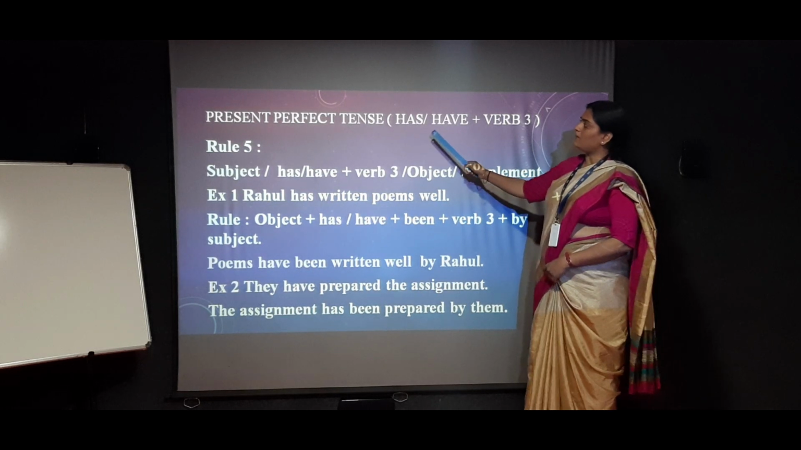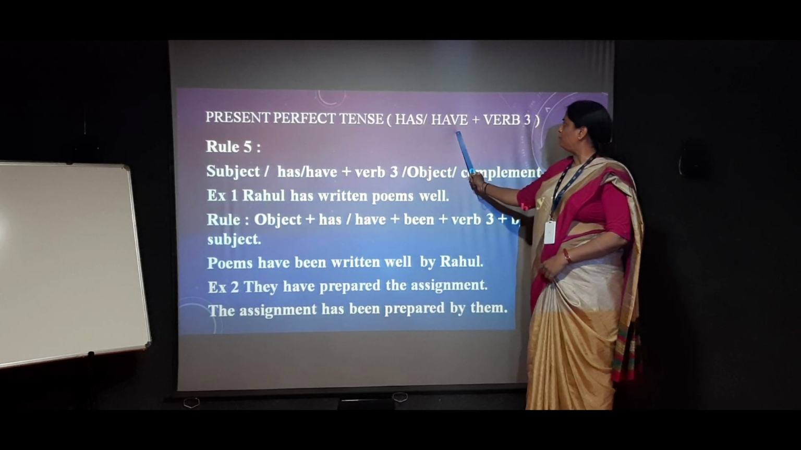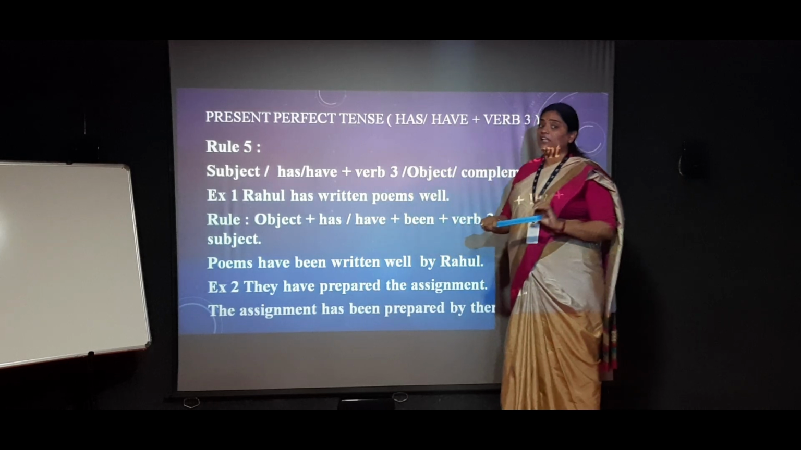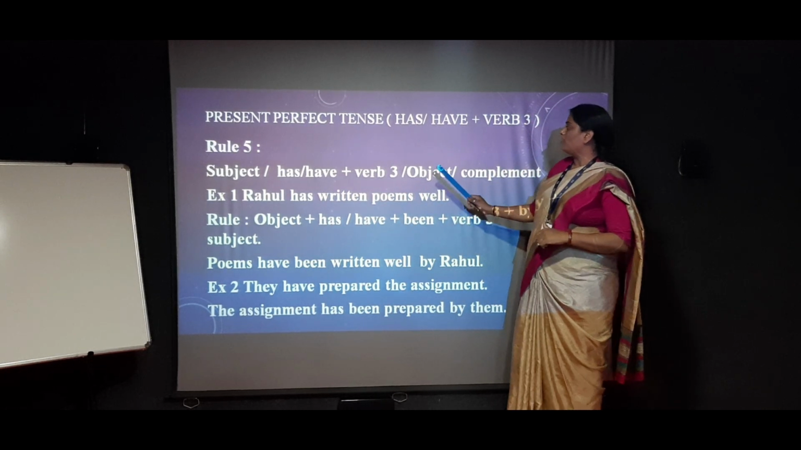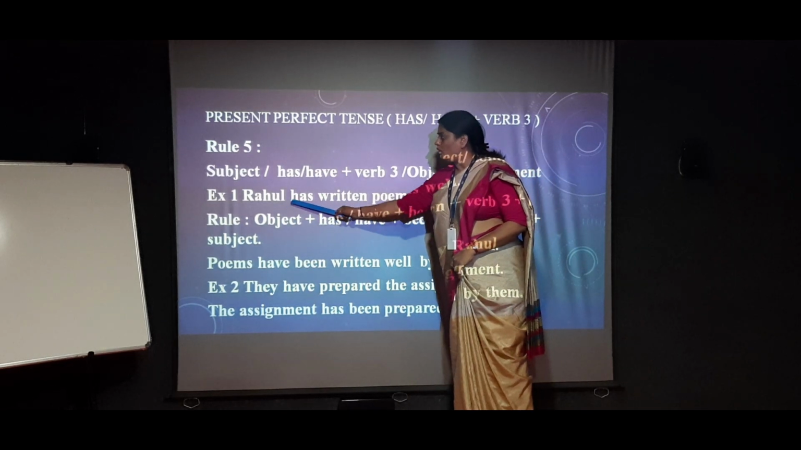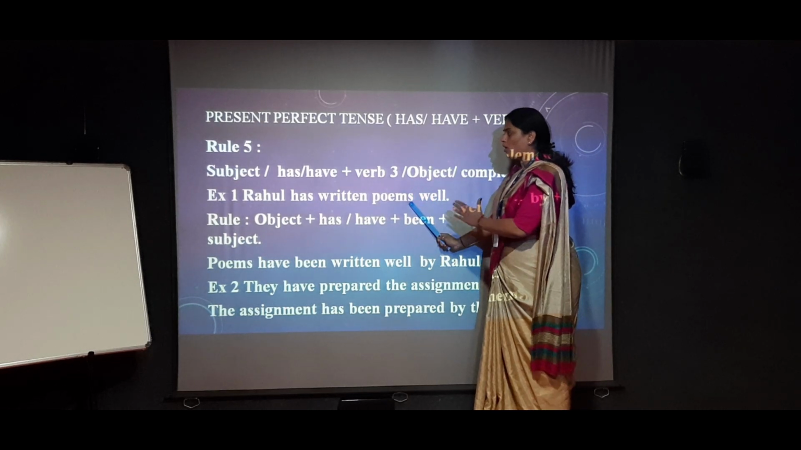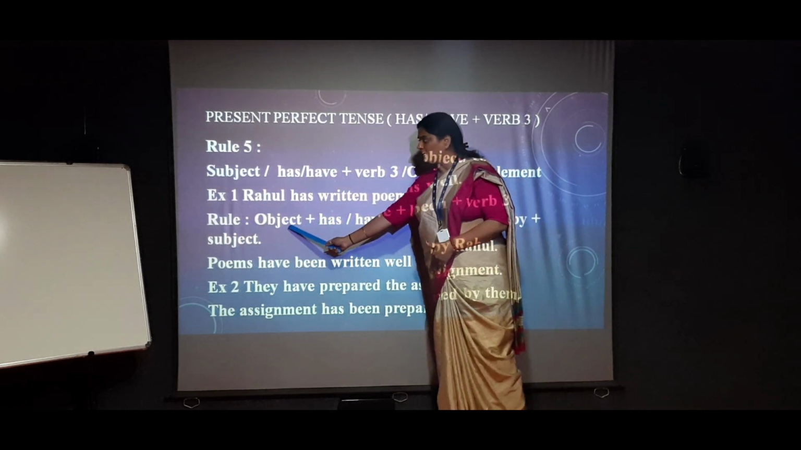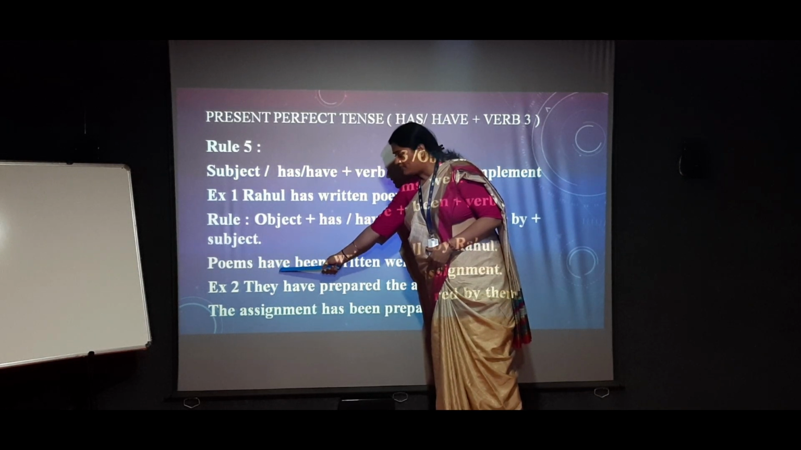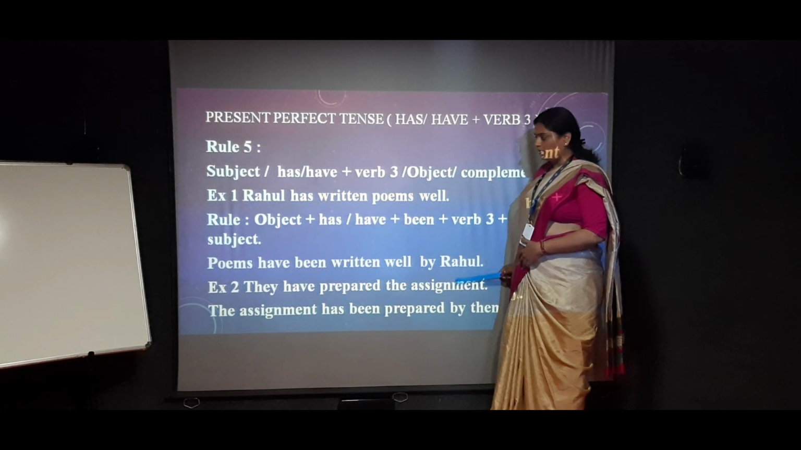Next tense is present perfect tense. The helping verbs are has with a singular and have with a plural, and the V3 form is used in present perfect tense. But while changing it into passive voice, we are adding been. Let's take an example. Rahul has written poems well. Poems is my object, so let's change the place, take it into the place of subject. Poems are plural, that's why I have selected the verb have been written well by Rahul.